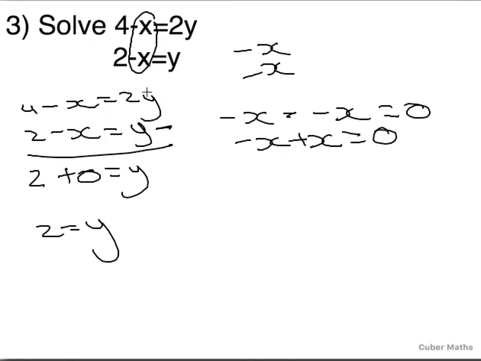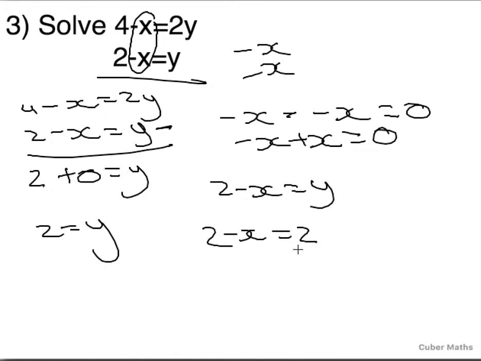Now if we substitute that back into an equation, if we choose the bottom one, 2 minus x is equal to y. We've said 2 is y, so 2 minus x is equal to 2. If we take away 2, minus x is equal to 0. So that means x is equal to 0.